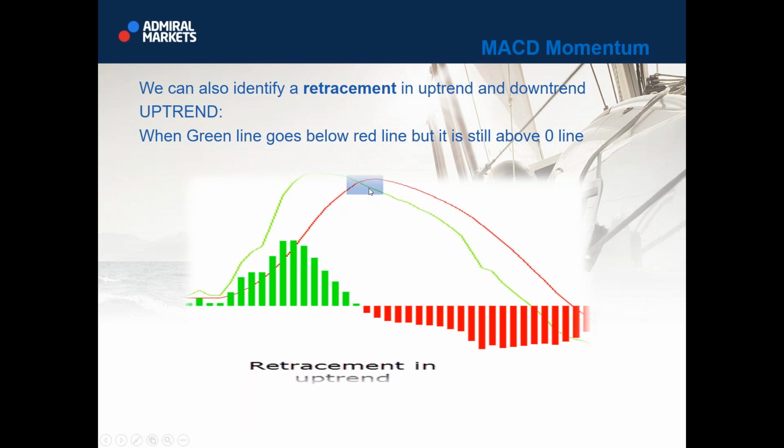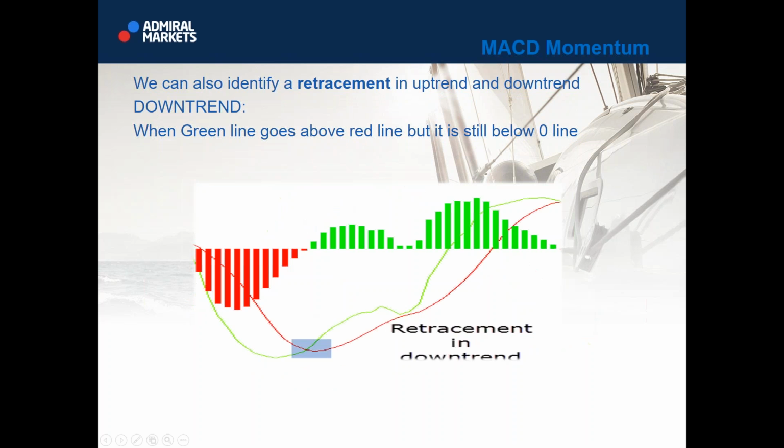When the fast moving average crosses the red moving average, we say that it's still an uptrend, but we have a loss of momentum. So at this time, the retracement has started. It's very useful to detect an actual retracement, and I will show you how to do that. So this is a retracement in an uptrend, and this is a retracement in a downtrend.